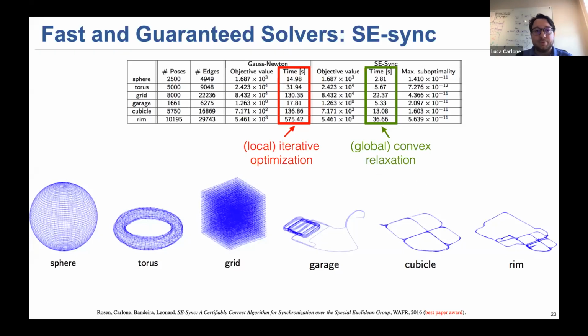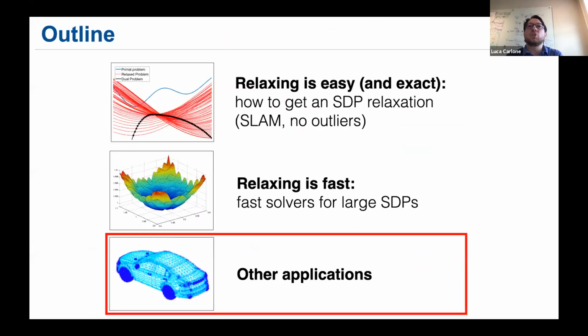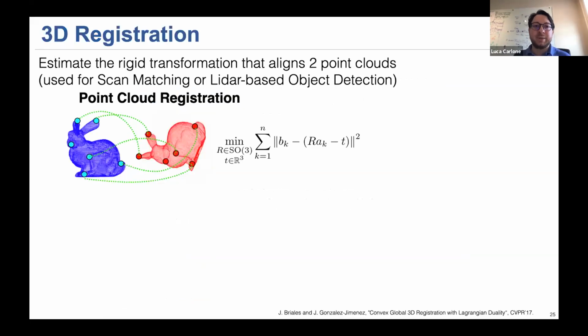All right, so I'm running a little bit out of time, so we'll close with other applications. Here, I really want to mention a few key ideas. I think I have 2 or 3 slides left. The basic idea is that SLAM was a success story. The community was able to design complex relaxations, which are empirically tight, and to develop even fast solvers. We're seeing the same trend in other applications.